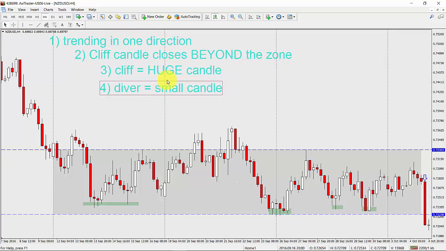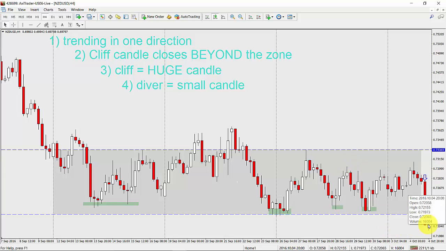So the diver is a small candle, and it retouches the zone. That's the diver's job. The diver's job is just to come back, touch the zone, and say, "Yep. Sorry, I can't get through that anymore. That's it. We really have truly broken through."